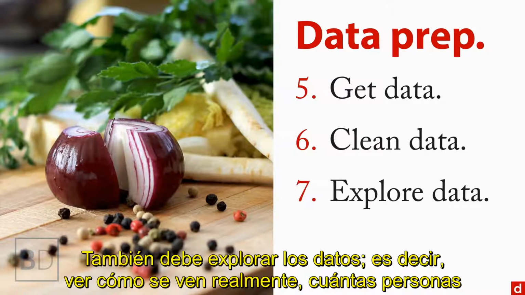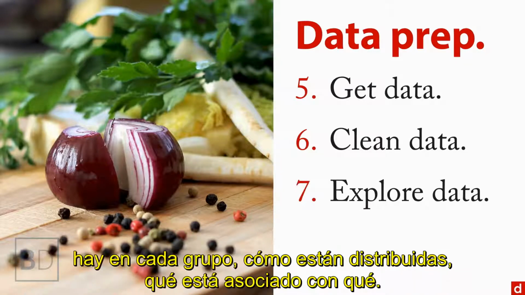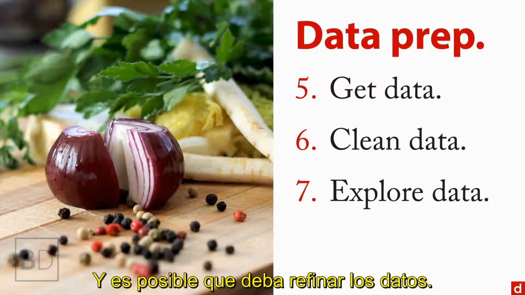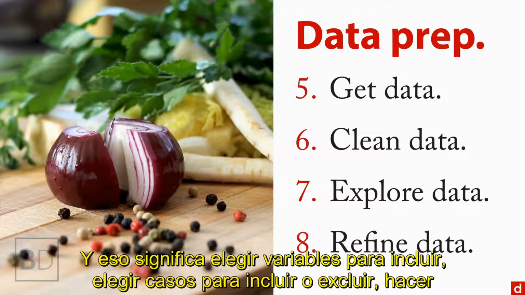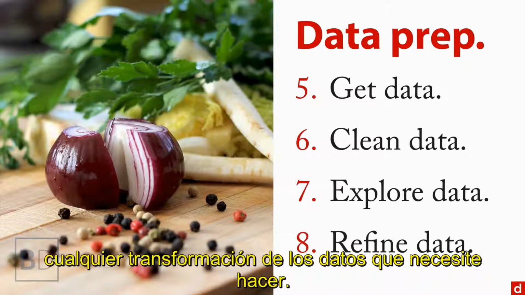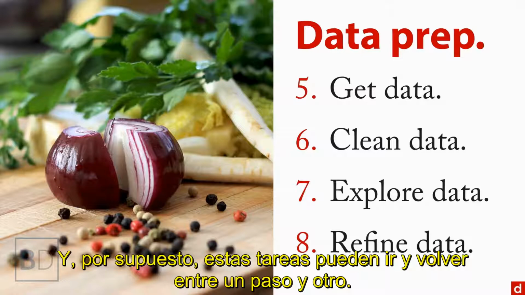That is, really see what it looks like, how many people are in each group, what the shape of the distributions are like, what's associated with what. And you may need to refine the data, and that means choosing variables to include, choosing cases to include or exclude, and making any transformations to the data you need to do. And of course, these steps can bounce back and forth from one to the other.